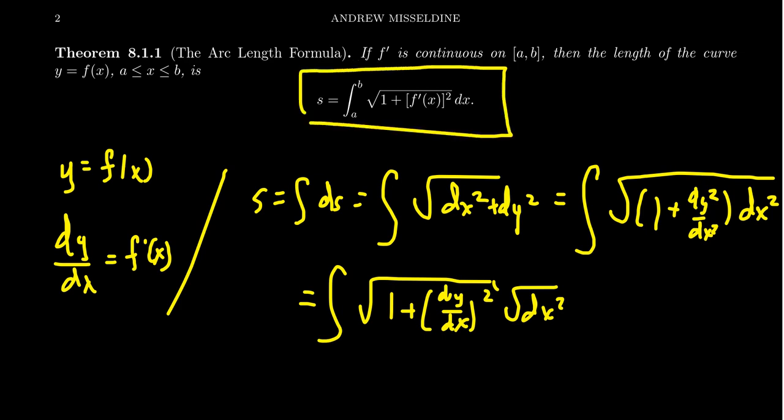So we can calculate the arc length of our function: the arc length s is going to equal the integral of the square root of 1 plus f prime of x squared dx. That is, we take the square root of 1 plus the derivative of our function squared, dx. This gives us a nice formula for arc length.